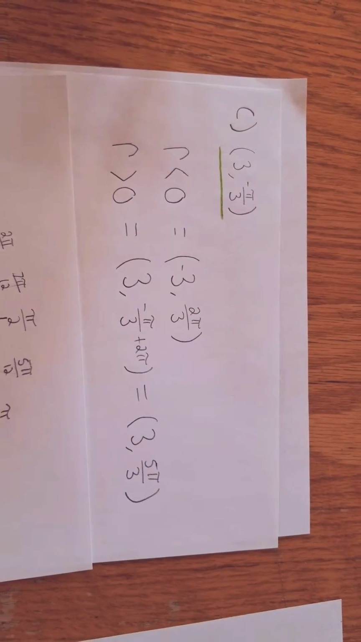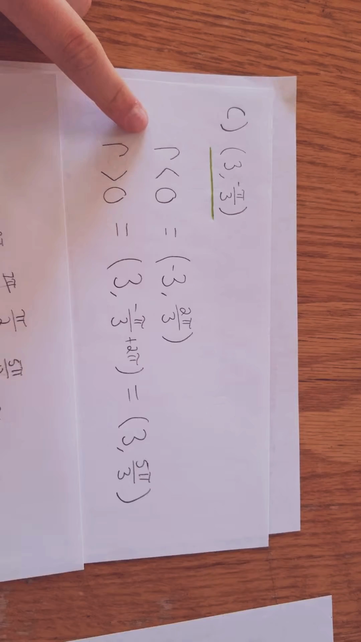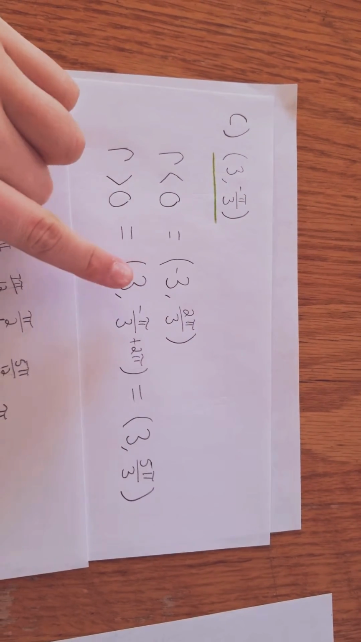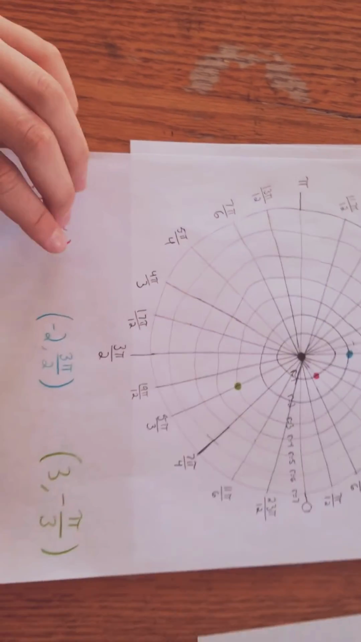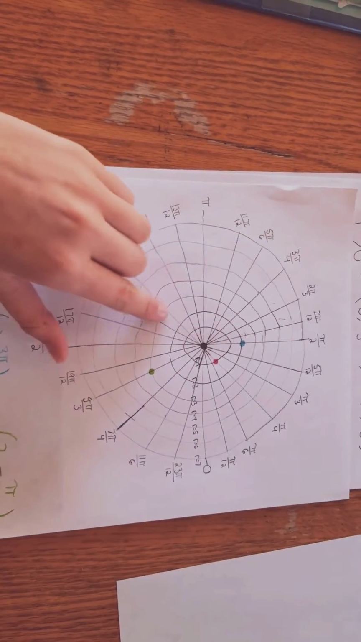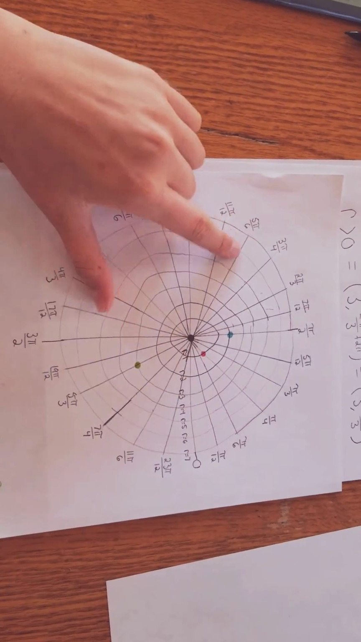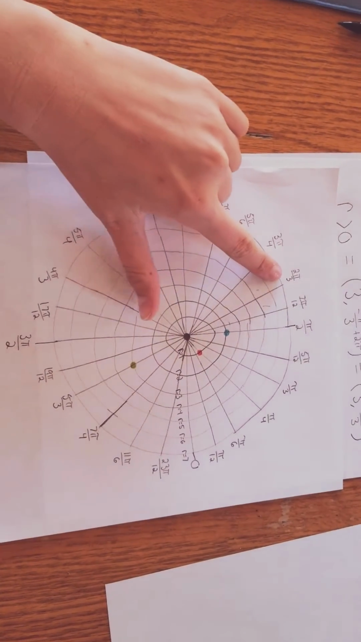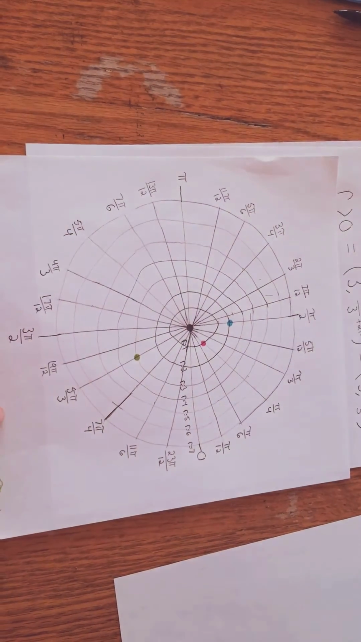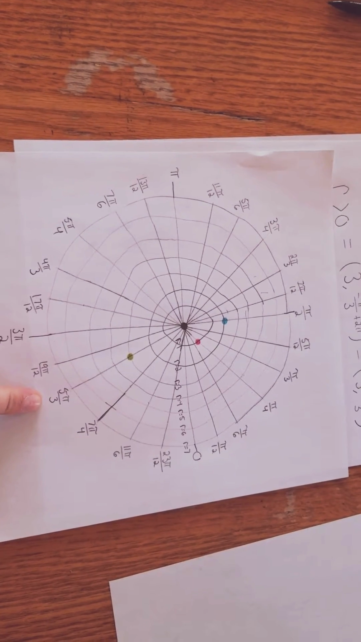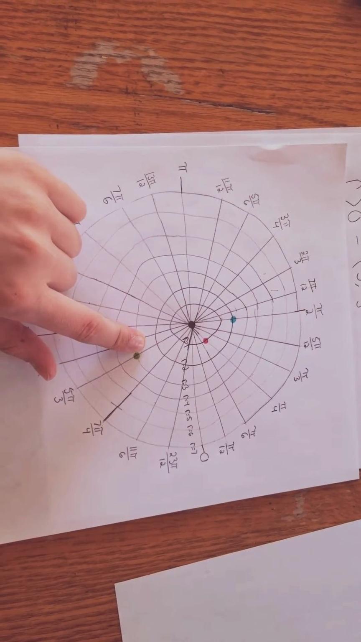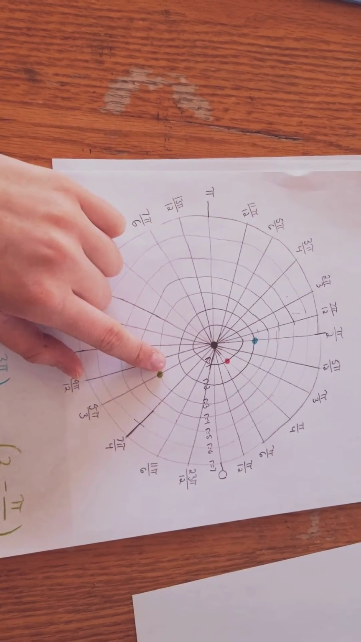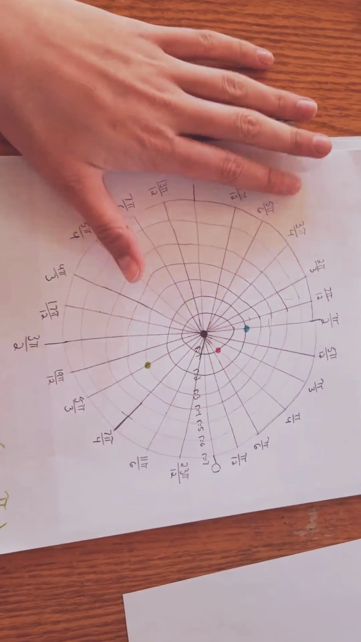So to get the radius less than 0, we're going to want to change the radius on the graph so it's opposite. So here, because we have the negative radius and then we're at 2 pi over 3, we can change it to 5 pi over 3, and that would become a radius of 3. Scratch that, I did that wrong.